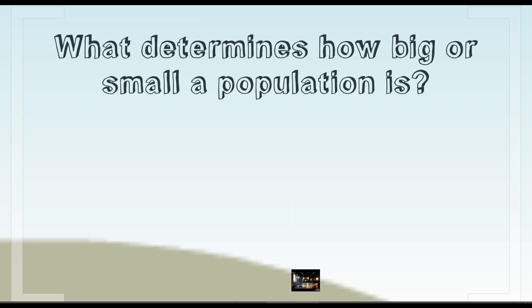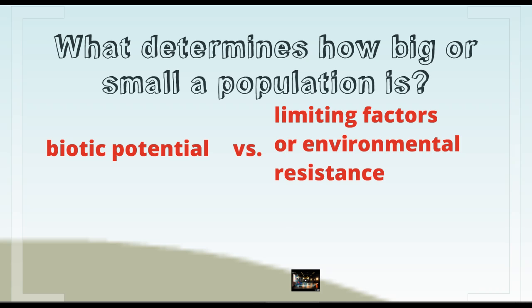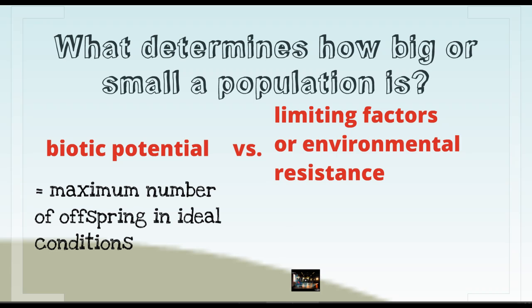So what determines how big or small a population is? It's a balancing act between the biotic potential of a species and the limiting factors or environmental resistance. The biotic potential is the maximum number of offspring a particular species can have in ideal conditions. A fruit fly, if she had all the food and habitat she needed, could have 2 million babies. A human could theoretically have up to 30, 35 babies in their lifetime.